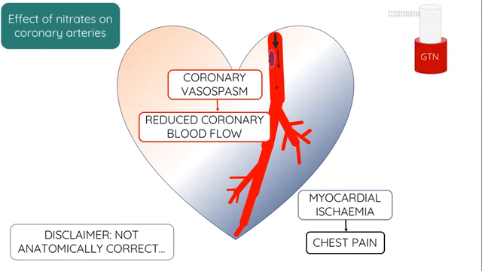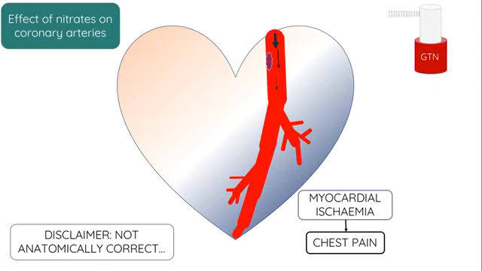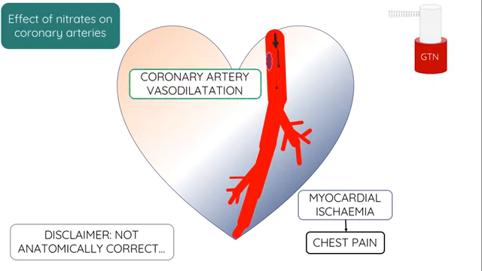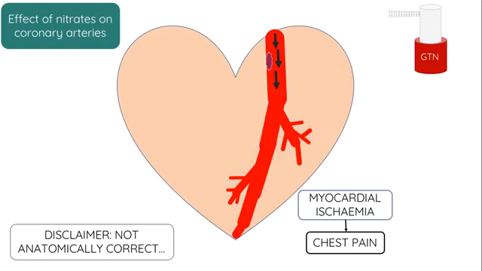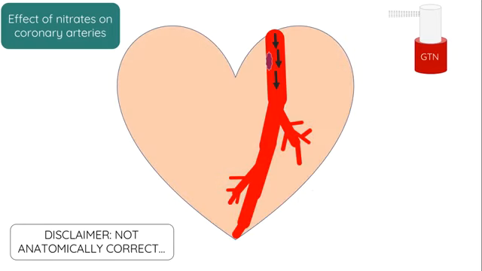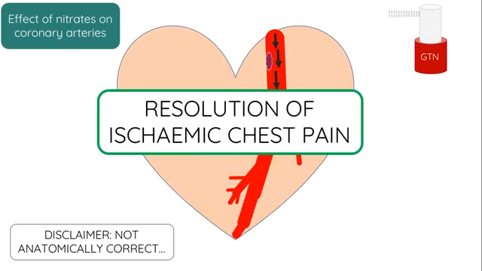So if a patient comes and takes nitrates, GTN spray, that causes vasodilatation of the coronary arteries. And so you can see if you vasodilate that coronary artery around that thrombus, the blood flow is going to be restored and you get a resolution of ischemic chest pain.